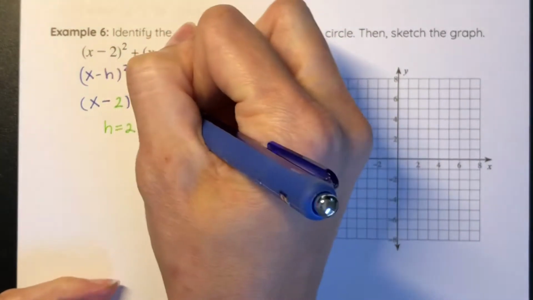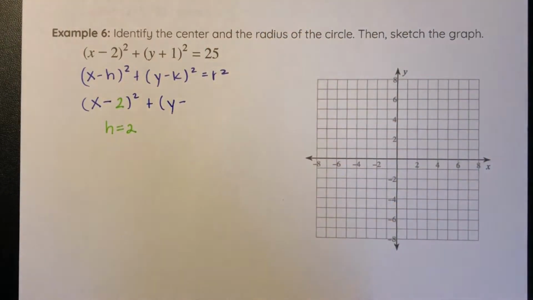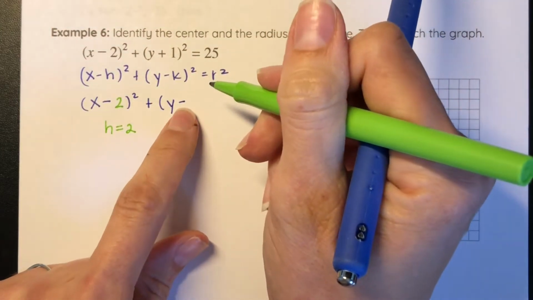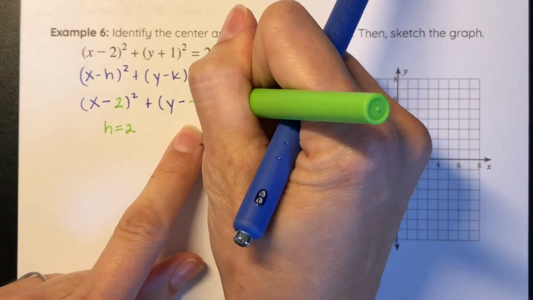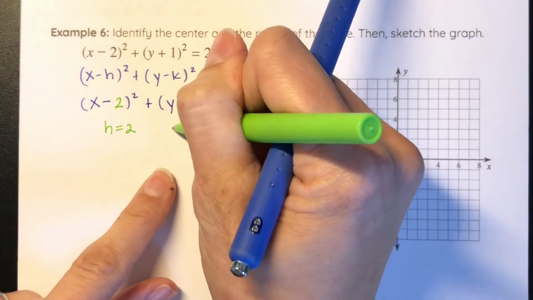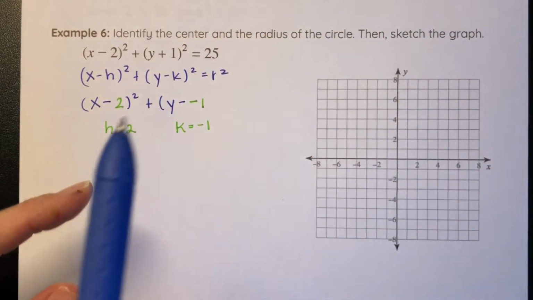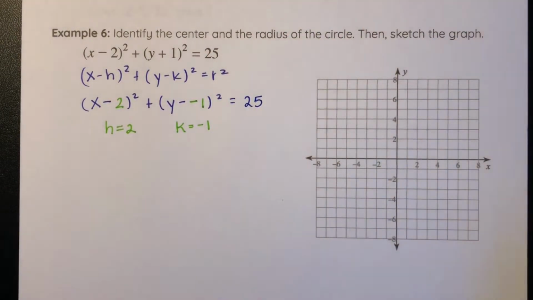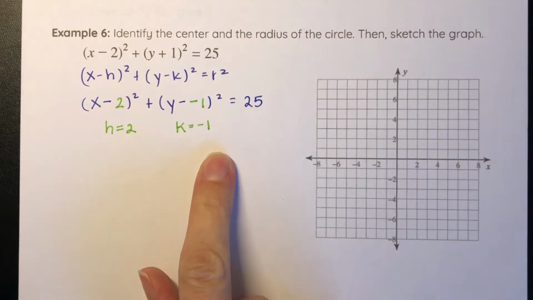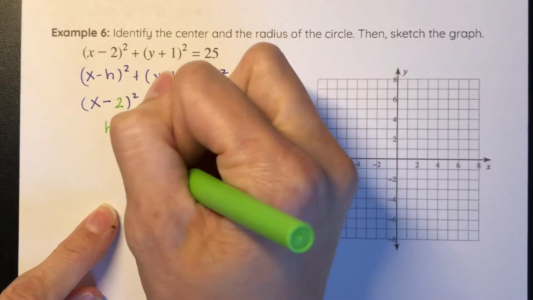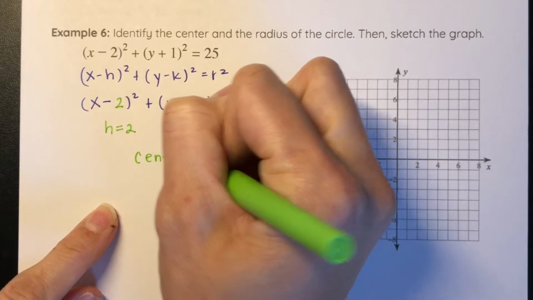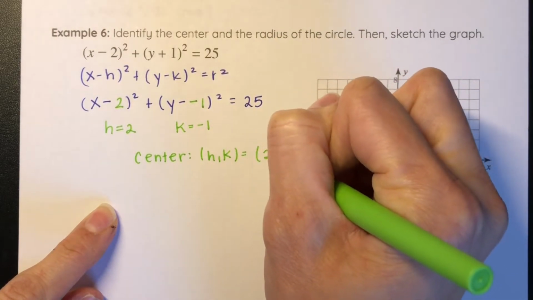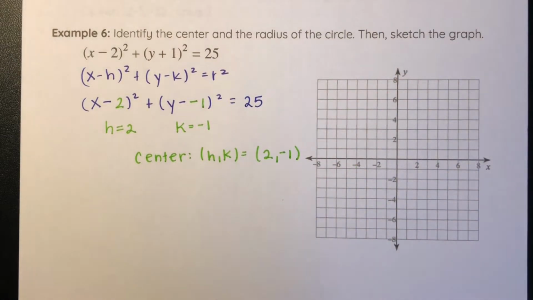And then y minus k, and since this equals a positive 1, I know the only way to make this negative into a positive is to have a negative 1 for k. Square that, and then r squared is 25. So I have h, I have k, and now I can write my center as an ordered pair. So h, k will equal 2 comma negative 1.